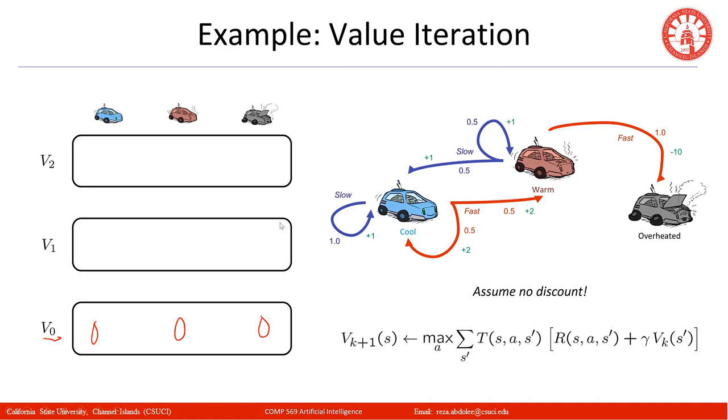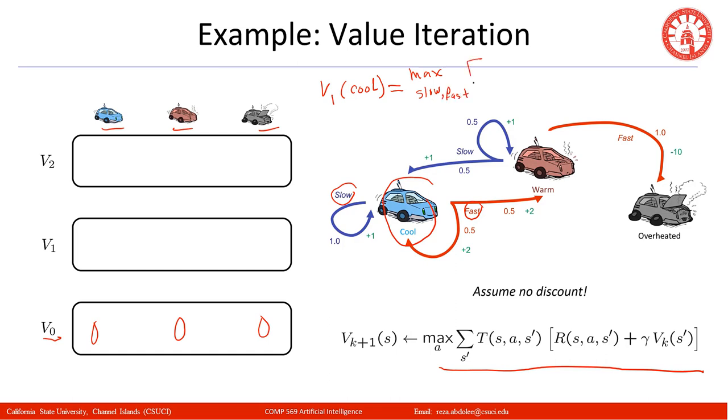Now we want to calculate V1 for each of these states. So we say V1 of cool, then you have to plug in all these values. For V1 of cool, we want to maximize this equation over action A. So what are my actions? I have two actions: action slow and action fast, given that I'm in the state cool. I want to maximize over these two options.